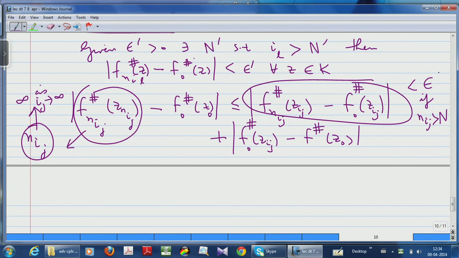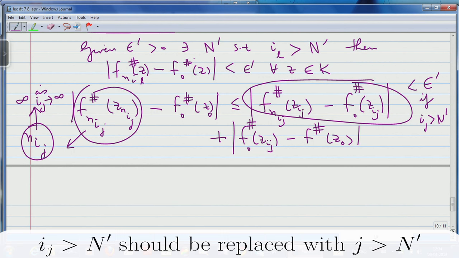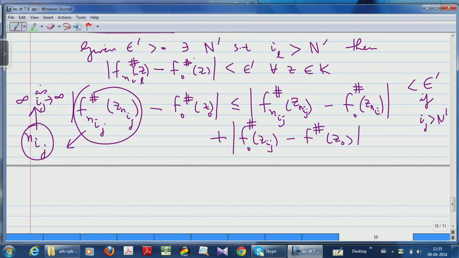So let me write that. This can be made less than epsilon prime if, let me write it correctly, ij can be made greater than n prime. Okay, I can do this, right? And again I think I missed the subscript, it needs to be corrected here, so let me do it. Oops. This is an issue with double subscripts or triple subscripts. So this quantity can be made less than epsilon.